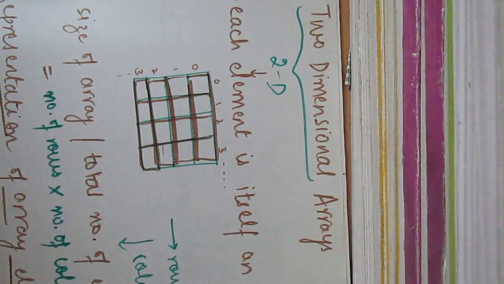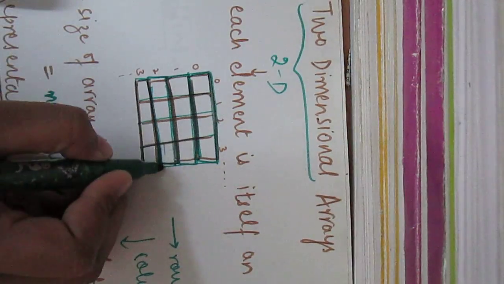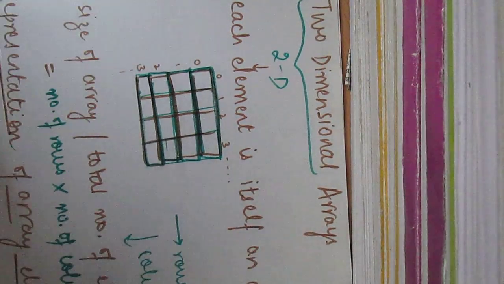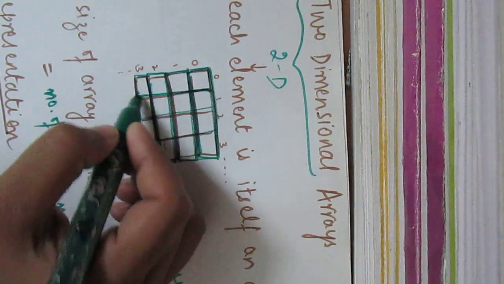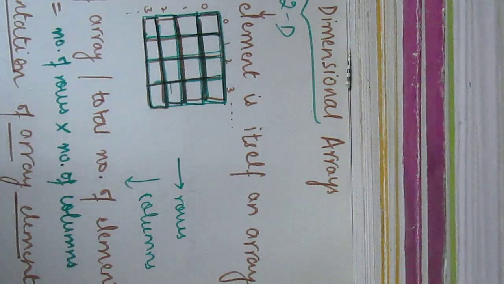For example, consider this matrix. In this matrix, we have this single dimensional array, and then this single dimensional array, and then this, and then this. So we have many single dimensional arrays one over the other, so it forms a double dimensional array, right? We have the rows and the columns. We can broadly say that rows are the horizontal part of a two-dimensional array, and columns are the vertical part.